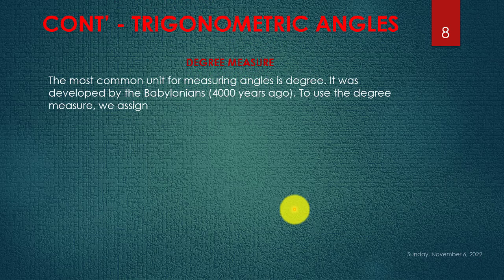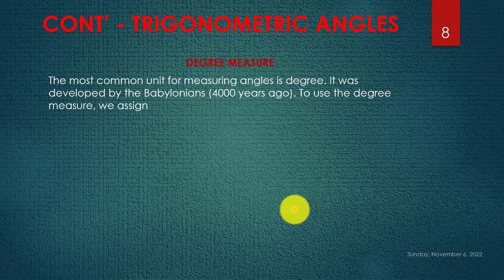So let's talk about degree measure. The most common unit for measuring angles is the degree. That is the common unit that we all know in measuring angles from JHS to SHS to university. We have been saying 40 degrees, 15 degrees, 90 degrees. So this is the common unit for measuring angles, the degree measure.